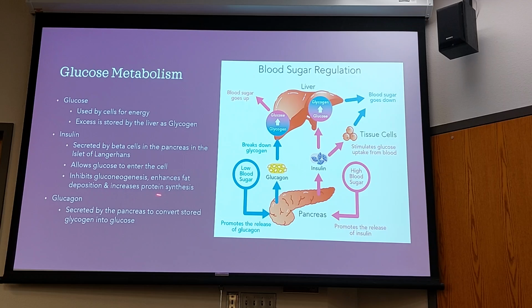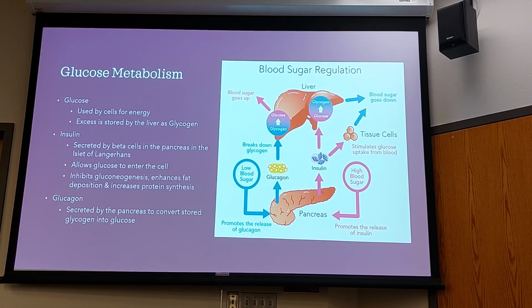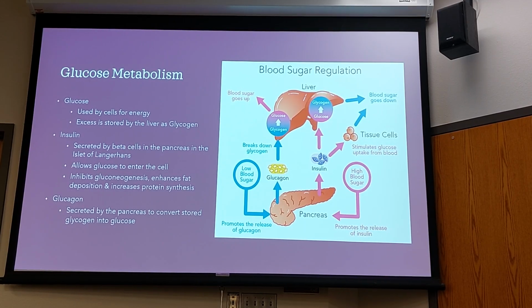So it's inhibiting gluconeogenesis. It tells the liver, slow down, stop sending sugar out, we've got too much, start storing some, right? It enhances fat deposition and increases protein synthesis for energy as well, so we use both. Insulin does a lot, but its primary goal is that gate: open the door, let the sugar into the cell, okay?